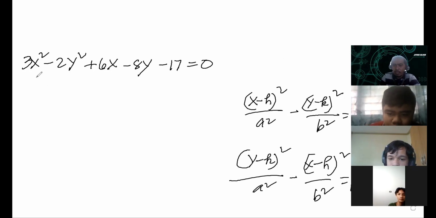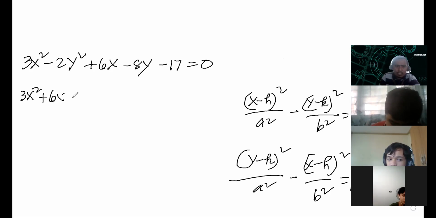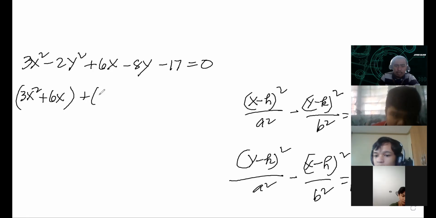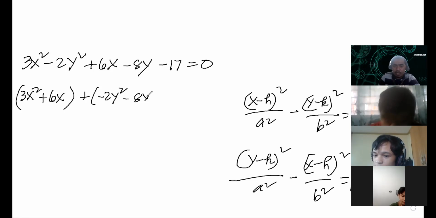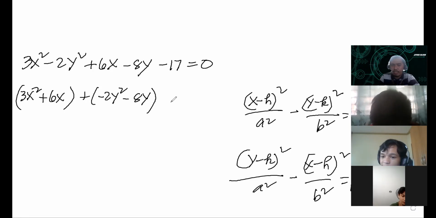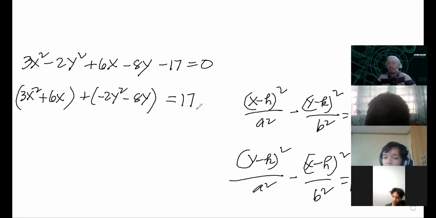What you will be doing, class, is combine the x terms as one group. So it will be written as 3x squared plus 6x as one group. The other group will be negative 2y squared minus 8y. Okay? And the constant should be transferred to the other side. So it becomes positive 17.